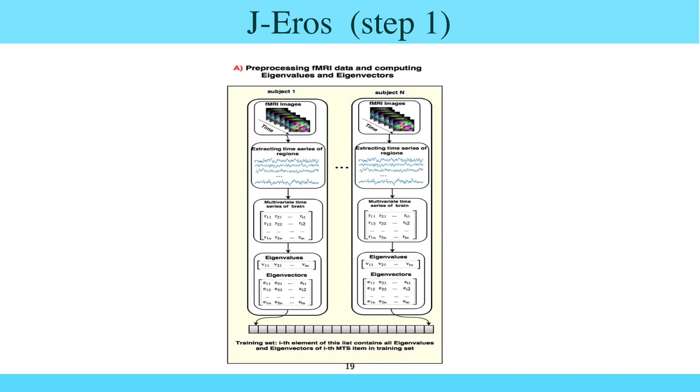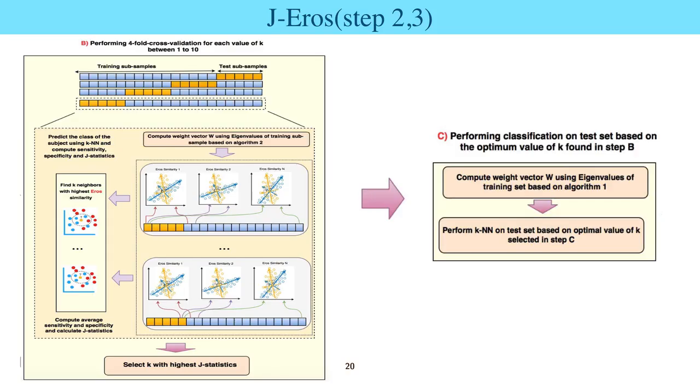So in J-Eros, the first step is taking the time series of each region, storing them in a matrix, computing the covariance matrix of each time series matrix, and computing the eigenvalues and eigenvectors. We do this process for all training and testing items. Then we pick the training items and we perform the fourfold cross validation.